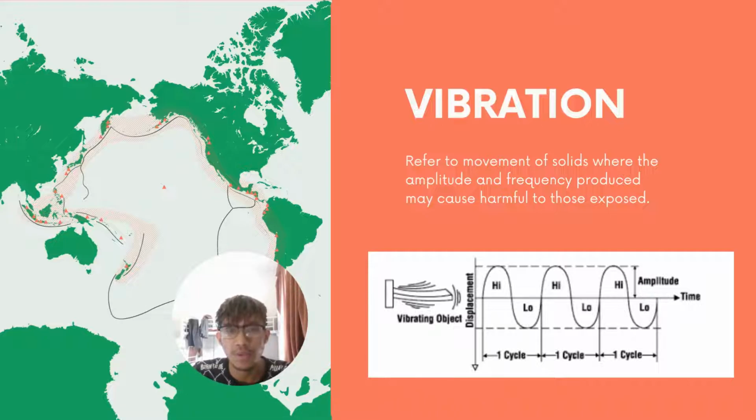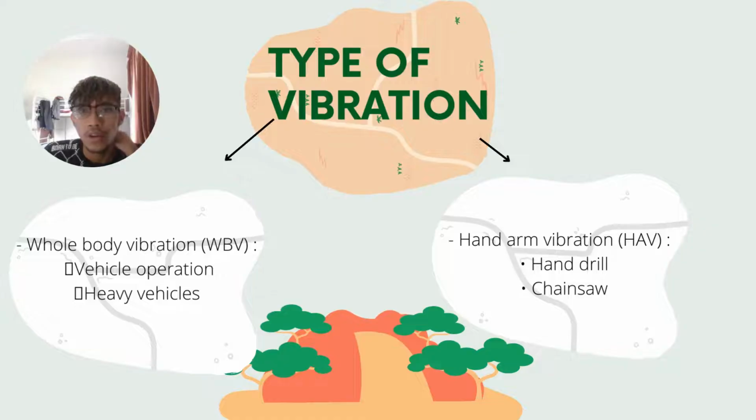Below there is a picture about vibration. So there is a vibrating object, amplitude, and its time and cycle, all of it. The picture is below. Alright, next is the type of vibration.